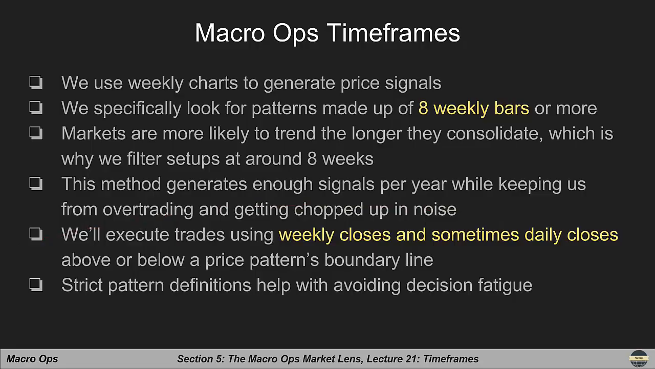So if you're trading quarterly bars, you're barely going to be able to trade per year. And if you're trading 4-hour bars, you're likely to be lost in the noise and overtrade, etc., and get chopped up. So we like the weekly time frame. We feel like that's a good blend of what we're looking for. And specifically, we're trying to identify patterns made up of 8 weekly bars or more, because as markets consolidate longer, they're more likely to trend. And this filter helps keep us from A, over trading, and B, also try to enter into decently sized trends.